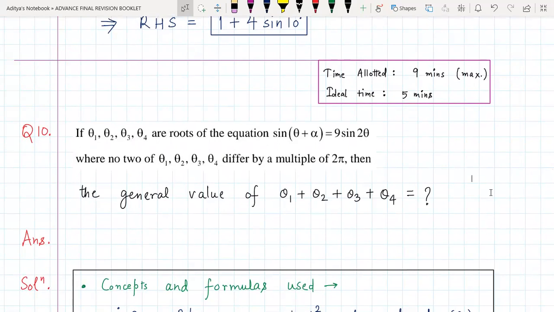So the maximum time allotted for this question would be 9 minutes, and ideally you should try to do it within 5 minutes. So give the question a try. You can also pause the video and then return back to have a look at the solution. So I hope you all have tried.